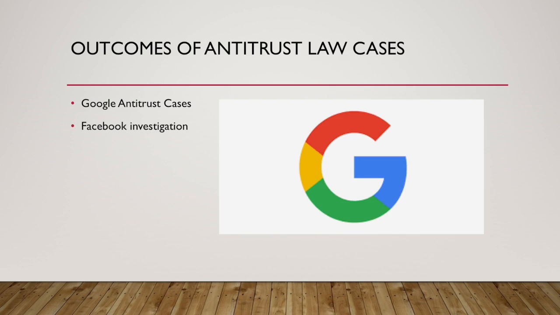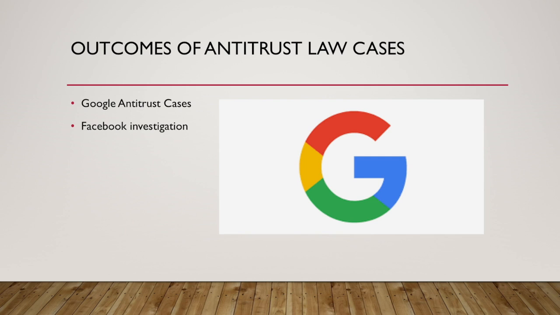So here are some outcomes of antitrust law cases. It's just two of them: Google antitrust cases and a Facebook investigation. And so to start with Google, Google was found guilty in an EU case in 2017. They were fined 2.4 billion euros, and they were found guilty of search engine results being censored.